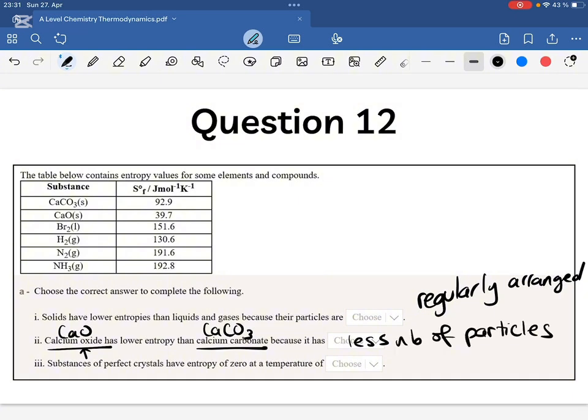Now, substances of perfect crystals have entropy of 0 at a temperature of 0 Kelvin. And this is the third law of thermodynamics, which you need to know.